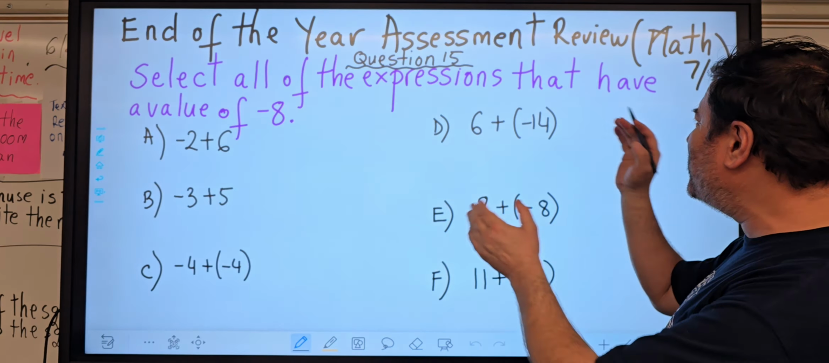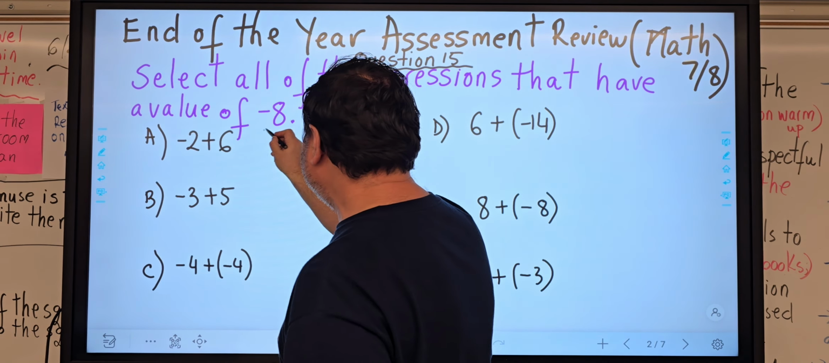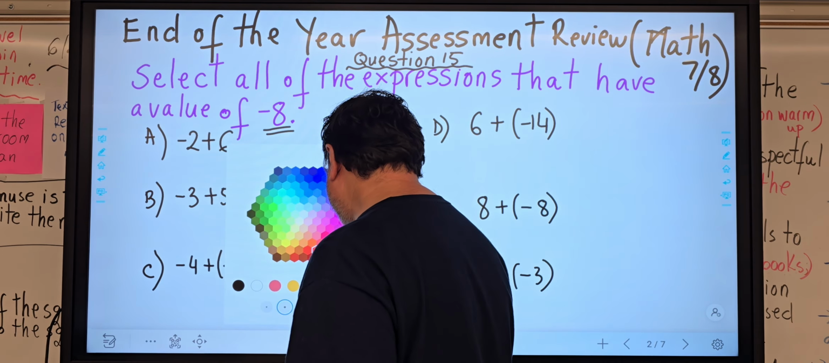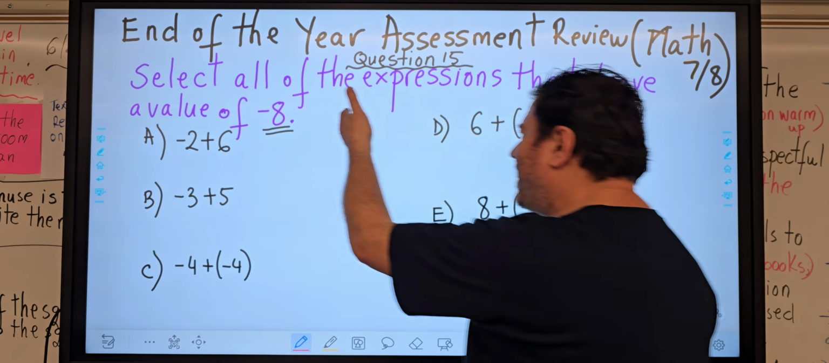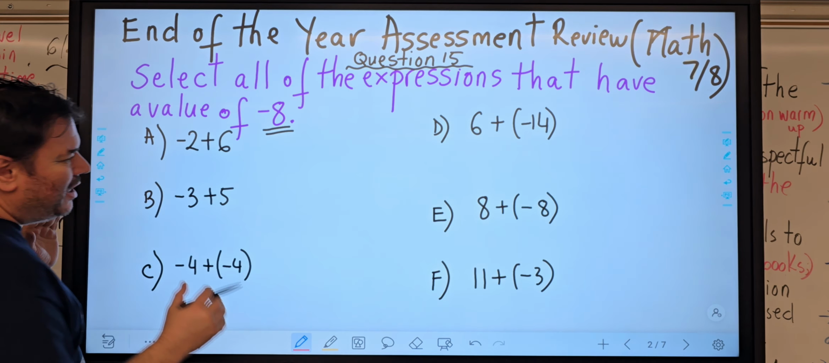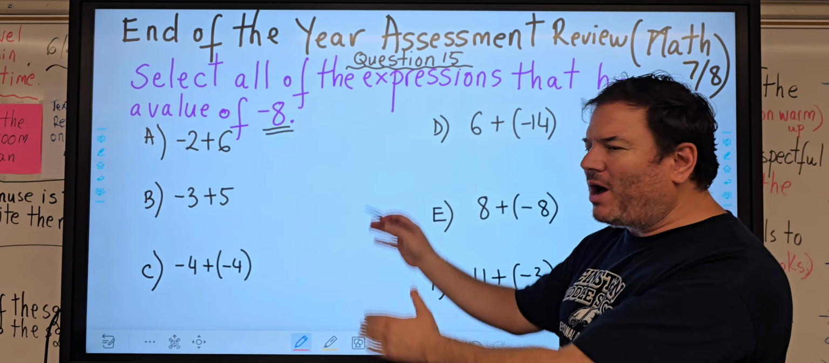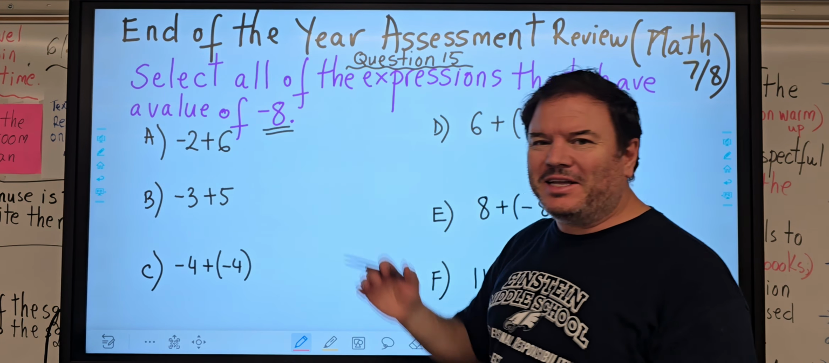Select all the expressions that have the same value as -8. So let's select all the expressions that have the same values as -8. The best way to do this problem is to solve each of these problems in the multiple choice answers and see if we get -8.